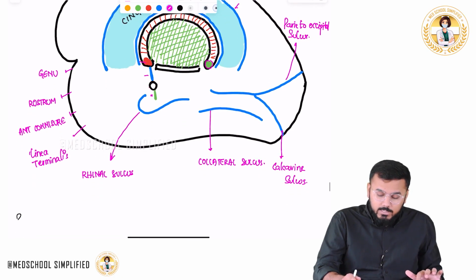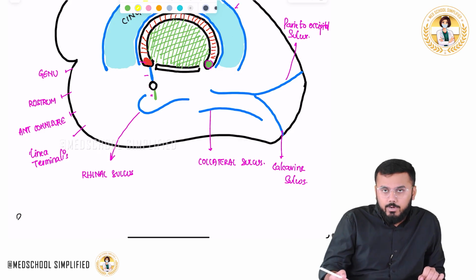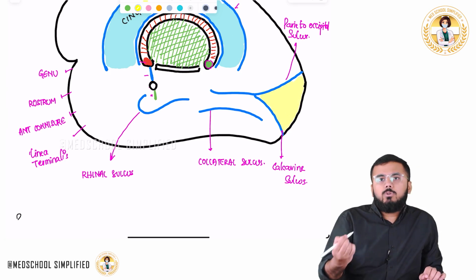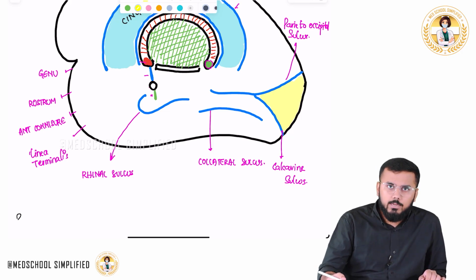Now in these important sulci, first of all what we shall do is highlight some of the important parts. For example, you see this yellow color structure which I am drawing right now. This yellow color structure is nothing but your gyrus. Obviously, between the two sulci, what do you have? You have got your gyrus, right?